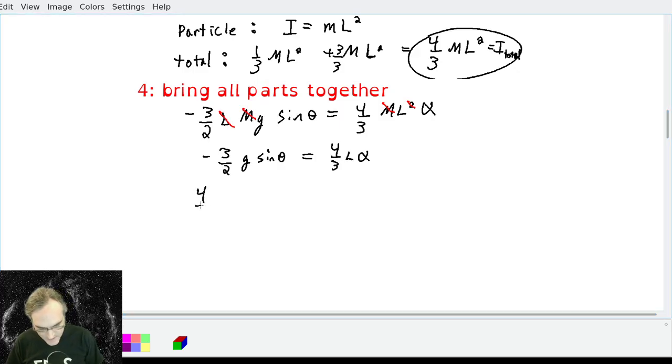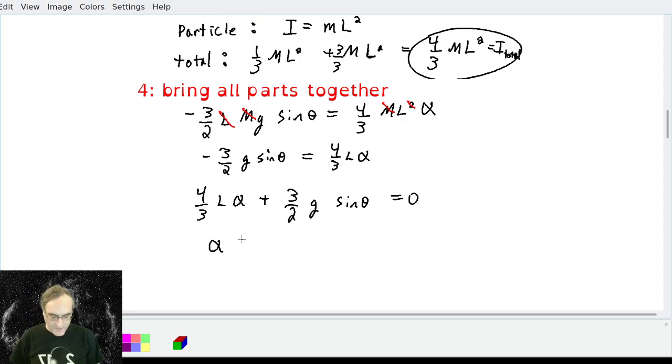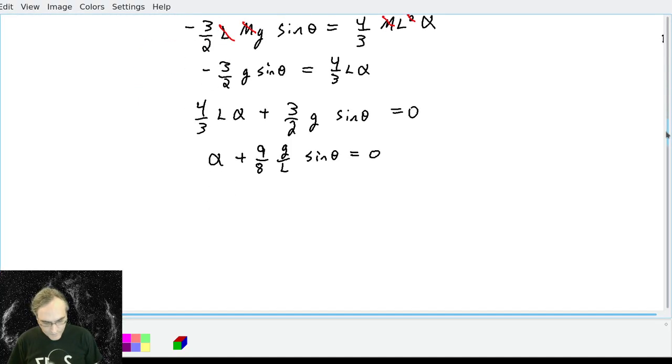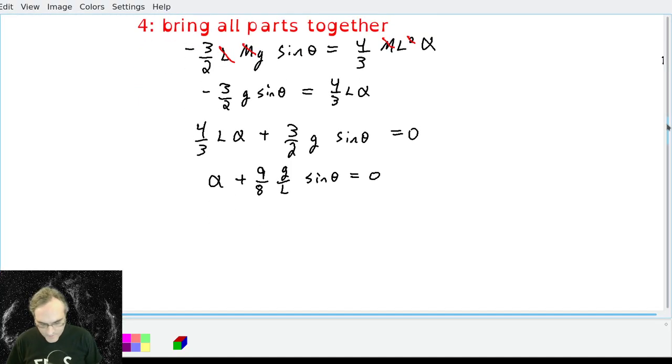Let's put it in standard form. 4/3 L alpha plus 3/2 g sine theta. Multiply through by 3/4 and divide through by L to get the alpha on its own. So we now have 9 over 8 g over L sine theta is equal to 0. Okay, we're almost done.